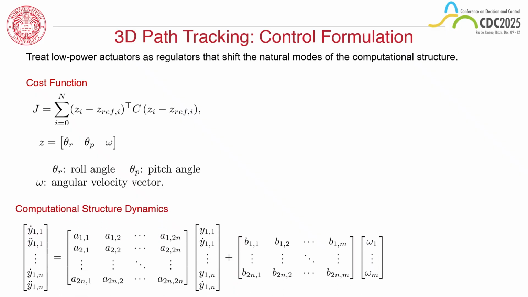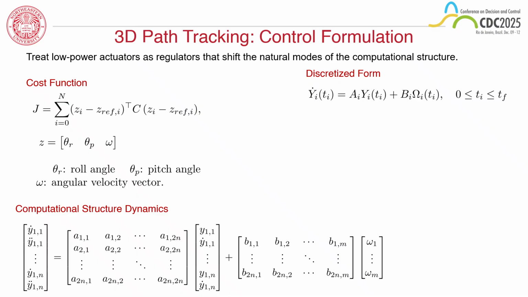The left side that you can see in the equation shows the state derivatives, positions, and velocities of n structural elements. These depend on the current state through matrix A, which encodes the physical properties like structure configuration and material properties. The input matrix B determines how the regulator input omega affects the structure. After temporal discretization, we get this compact form, which is shown on the top right.